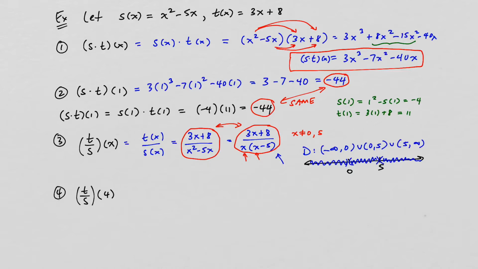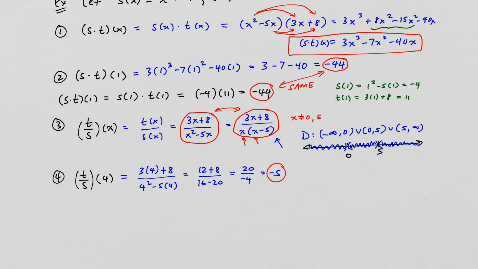Okay, and finally, let's do t over s of 4. One way to do t over s of 4, since we just found t over s of x, which is this function, is to just take x equals 4 and plug it into this function. If you do it that way, you get 3 times 4 plus 8 divided by 4 squared minus 5 times 4. Do the math. This is 12 plus 8 divided by 16 minus 20, which is 20 divided by negative 4, which is negative 5. Okay, so this is one way to do it.